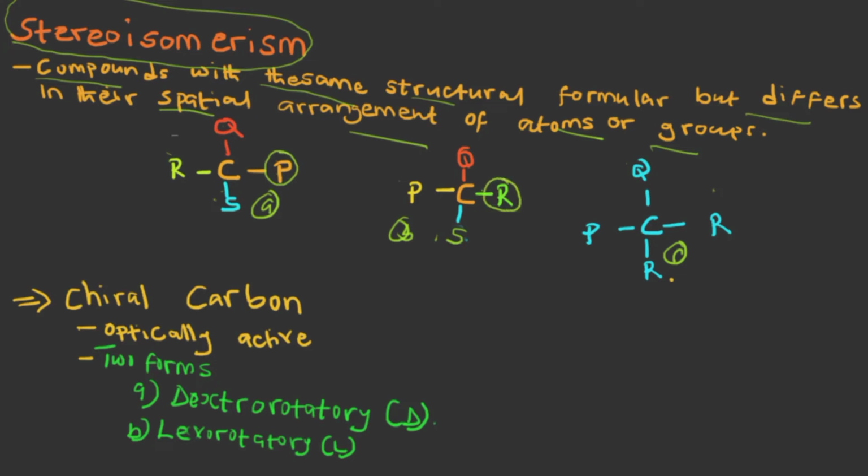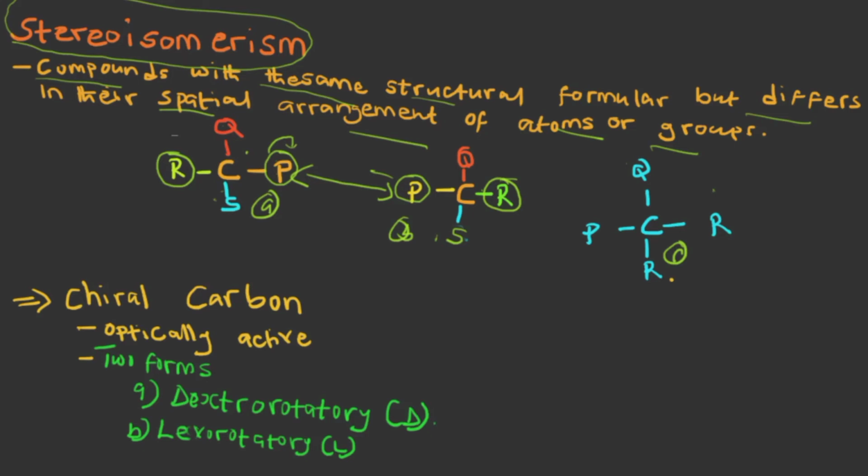And what does this mean? This means that these 2 compounds are stereoisomers because they have the same groups, but the only difference is in the spatial arrangement of the groups. So in this compound, P is to the right, but in this compound, P is to the left. In compound A, R is to the left, and in this compound, R is to the right. So that is basically what we mean by stereoisomers: compounds that have the same groups but different arrangements.